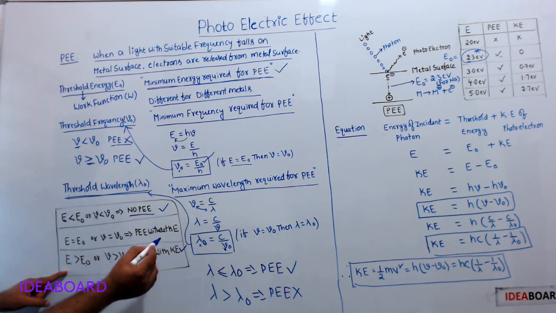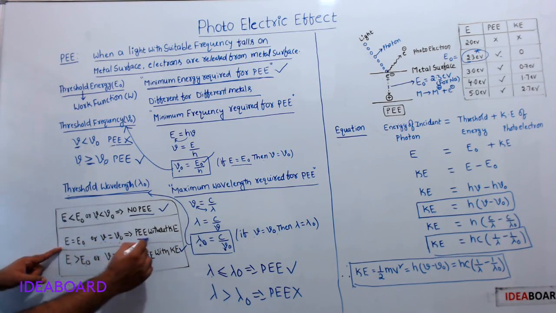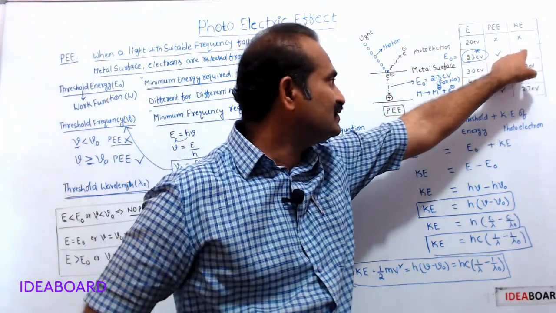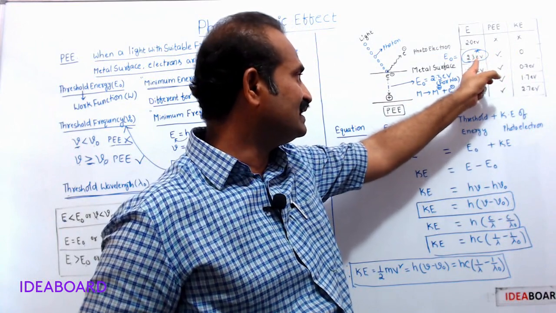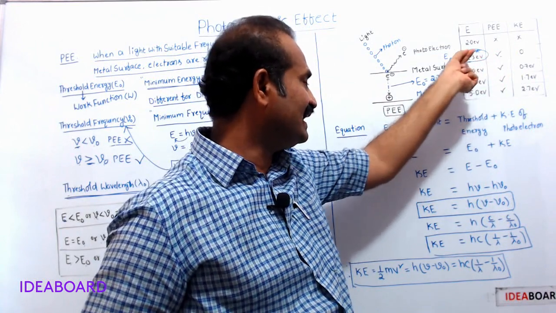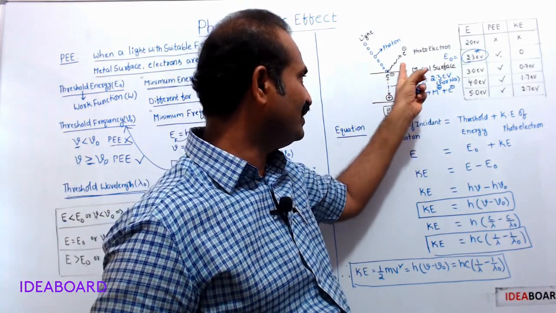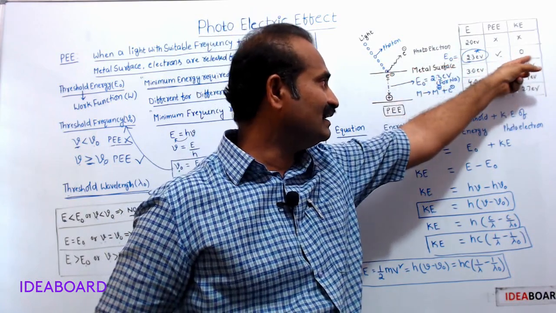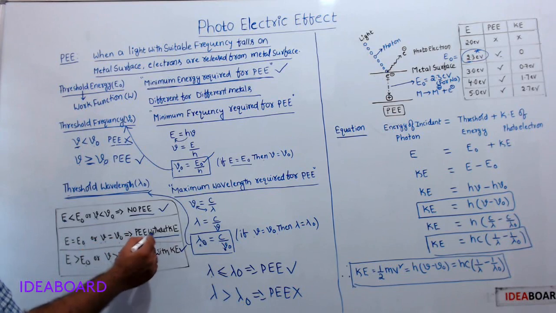Moreover, there will be definite kinetic energy. If E is equal to E naught or nu is equal to nu naught, photoelectric effect takes place, but kinetic energy is 0. In case of threshold energy, the energy supplied is exactly enough to break these attractions. No more energy is left behind to turn to kinetic energy. That's why if E is equal to E naught, photoelectric effect takes place without kinetic energy.